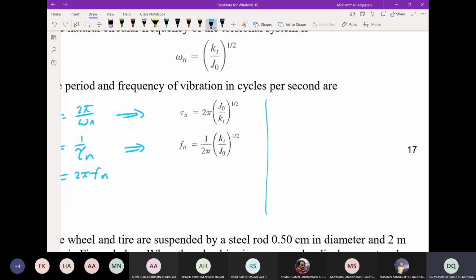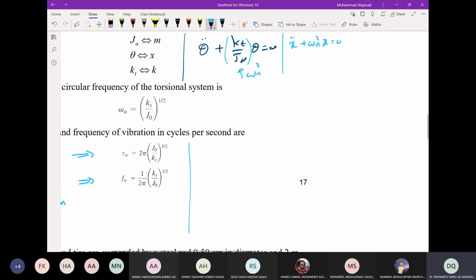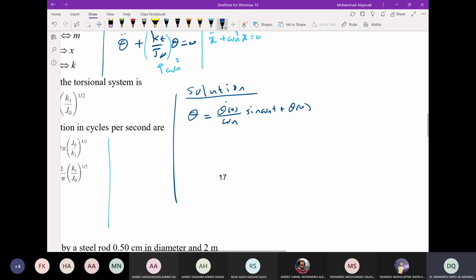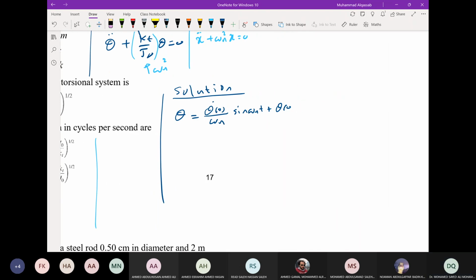Furthermore, the solution of the differential equation, as we did, will be theta as a function of time equal to theta dot at 0 divided by omega n, sine omega n t, plus theta at 0, cosine omega n t.